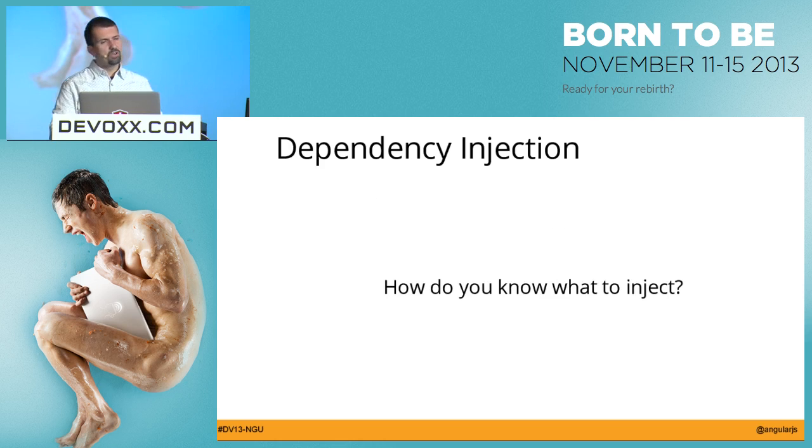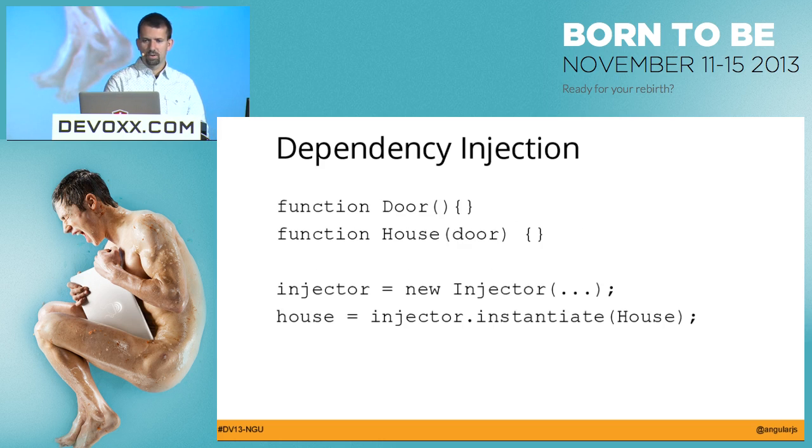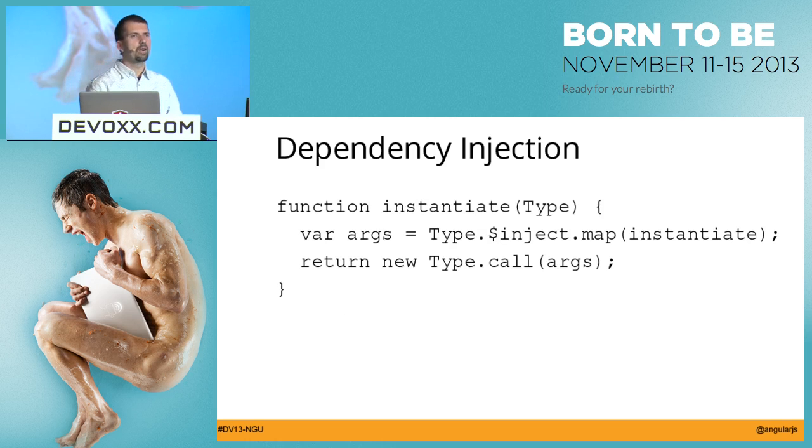So how do you actually run this piece of code that automatically assembles your application? Turns out that's a very simple piece of code to do, and it's right here. Let's back up a second. If you have function door, function house, you can build an injector, that's the container. And you can simply say injector.instantiate house. And the system can simply say, oh right, house needs a door, so I have to do a new door, and then all the pieces get put together, and our house gets assembled.